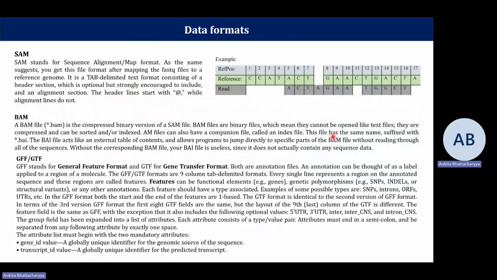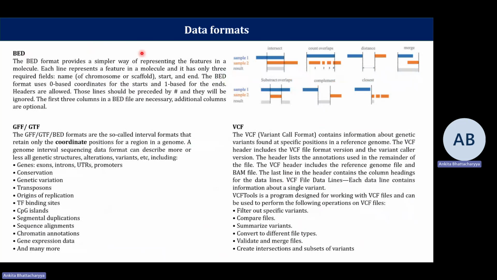Then we talked about other data formats like SAM, BAM, GFF, GTF. SAM is the alignment file, and it's a very heavy file, so it can often be converted into the binary version known as the BAM file. Then you have GFF and GTF files, the general feature format and gene transfer format. These are also extremely important. You have your BED file, which represents the features that you found in the molecule. You have VCF, or the variant call format, that contains information about genetic variants found at specific positions in the reference genome.